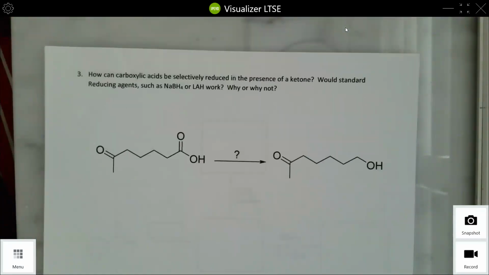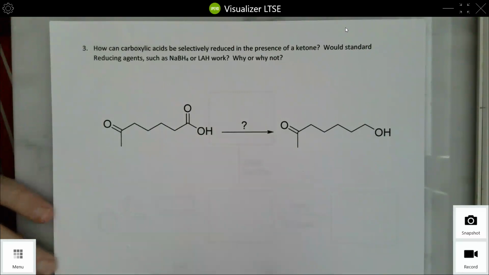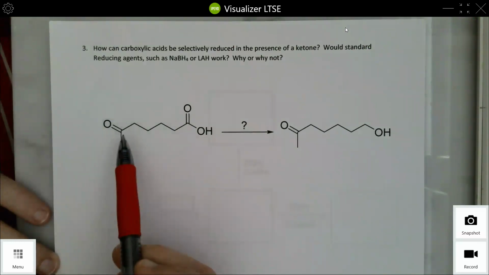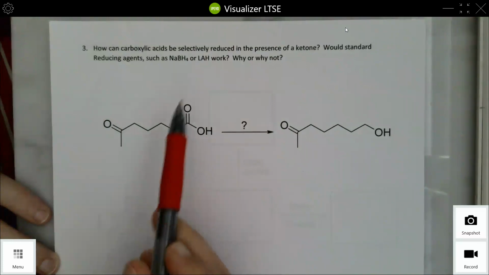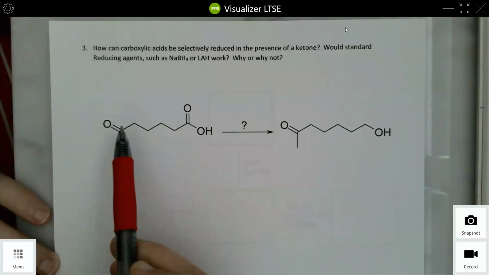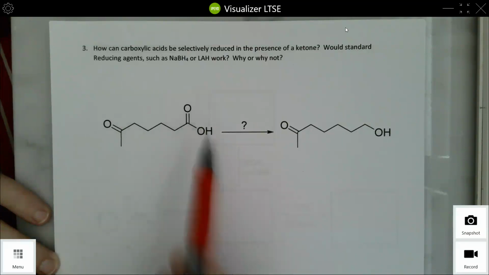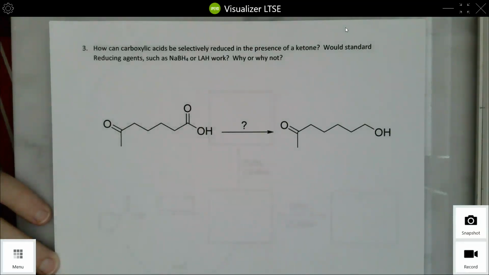Okay, so the question is, how can carboxylic acids be selectively reduced in the presence of a ketone? Would standard reducing agents such as sodium borohydride or lithium aluminum hydride work? Why or why not? It's important to remember that it's easier to reduce a ketone than a carboxylic acid, right? The carbon here is more electrophilic, so it's an easier carbon to reduce than the carboxylic acid. So selectively reducing it is very difficult.